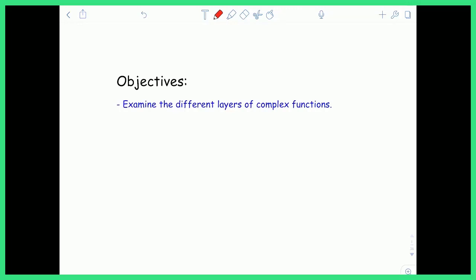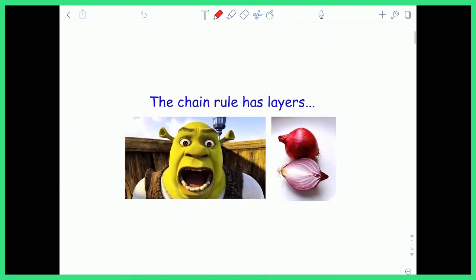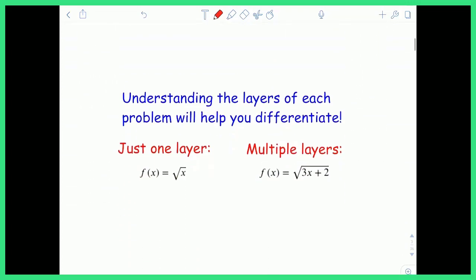Now before we can talk about the chain rule, we first have to examine the different layers of complex functions. Only then can we start to take their derivatives. Just like ogres and onions, the chain rule has layers. Understanding the layers of each problem will help you differentiate.